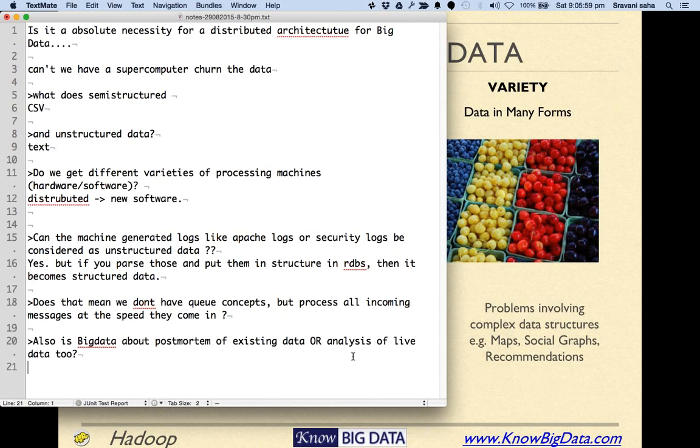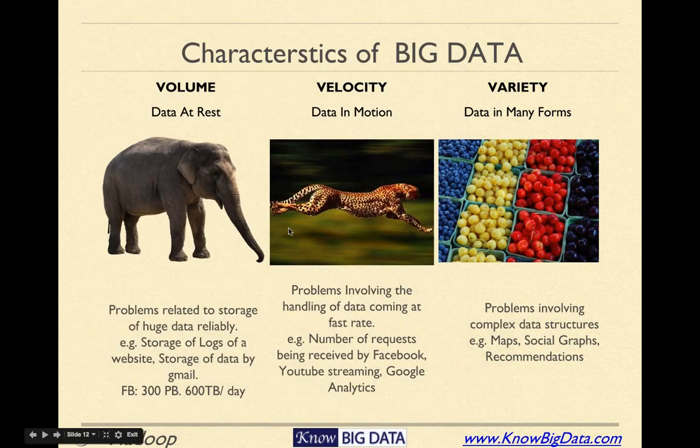Next question is: is big data about postmortem of existing data or analysis of live data too? Okay, so it is about both. The analysis of live data comes under velocity. Postmortem comes under volume.